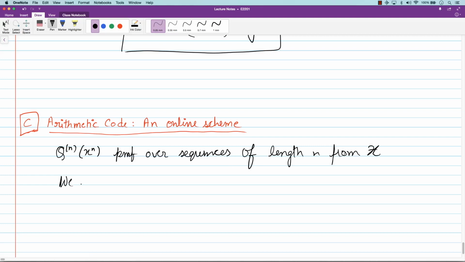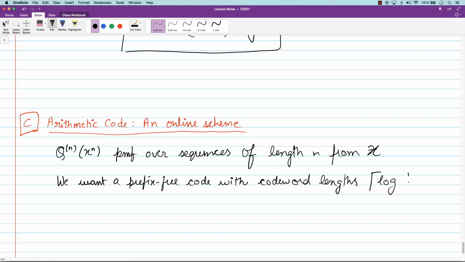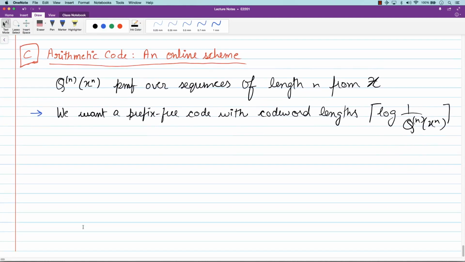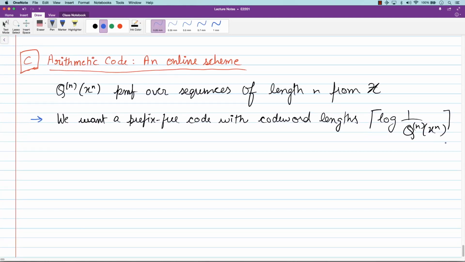So we want a prefix-free code with codeword lengths log 1 by Qn of xn. Okay, that's what we want. Now, we have already seen one such code, namely the Huffman code. In fact, Huffman code is better than this one. So we want lengths less than or equal to this, but we have seen the Shannon code which does this.